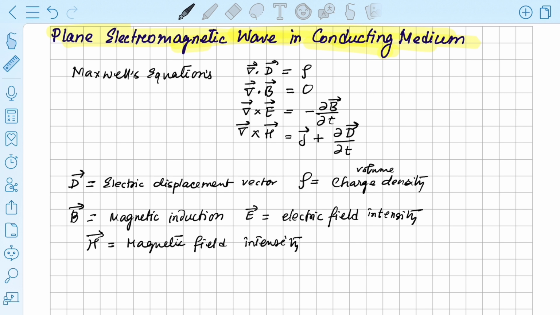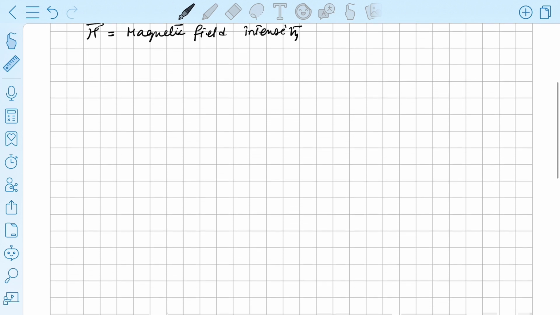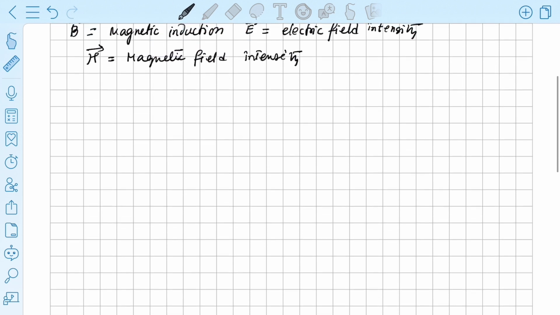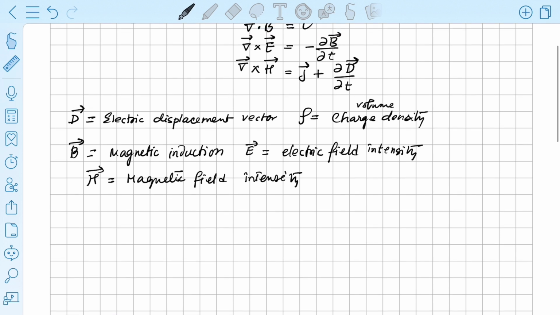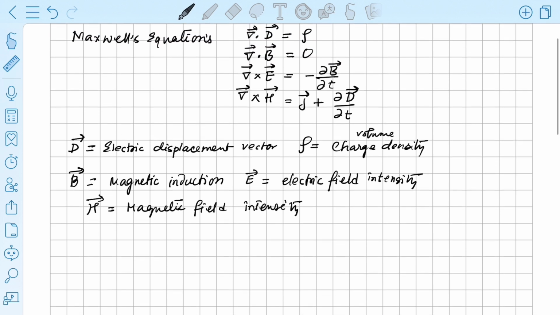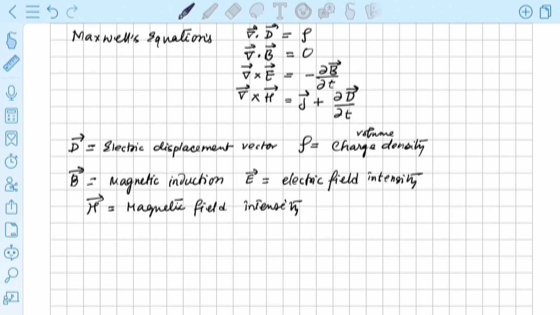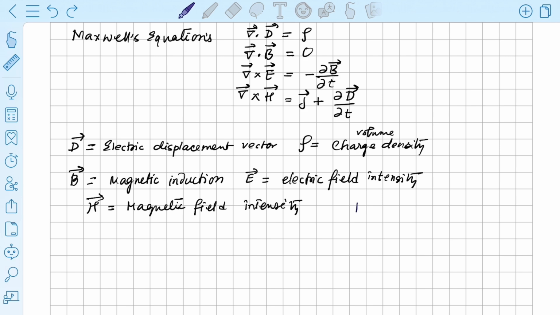Now you see, in case of a conducting medium, let us consider a conducting medium. Let me scroll down the page. Okay, let me add one more thing. This J represents current density.